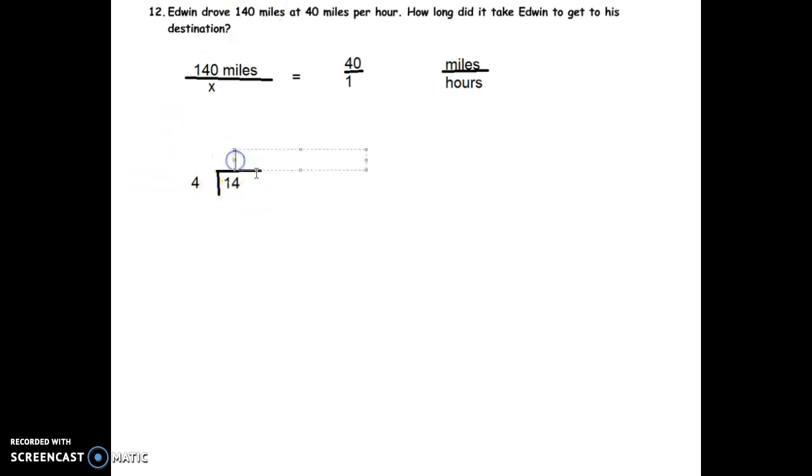So 4 goes into 14 3 times. I'm left with 2. I'm going to add a decimal because 4 can't divide into 2, right? 4 can't divide into 2. So now I'm going to add a decimal.